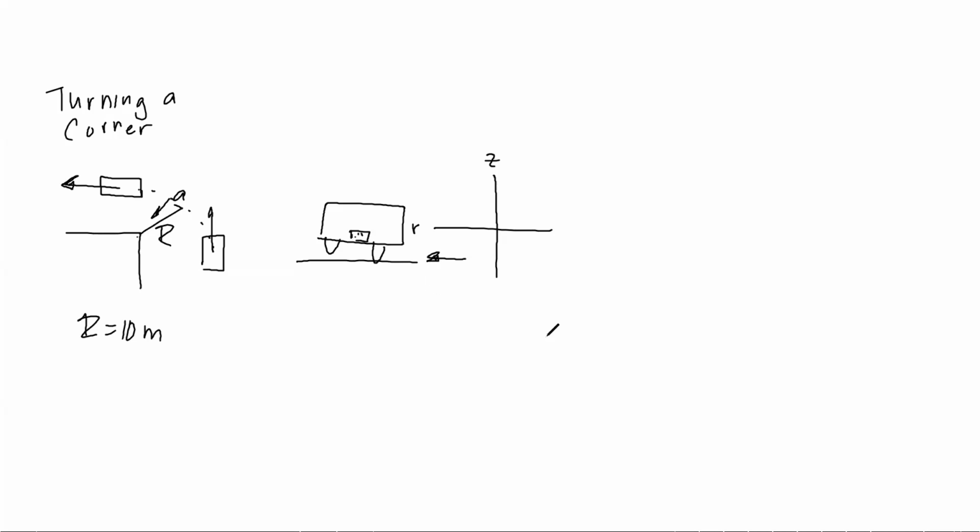I can write better than that. Okay, so F net is in the R direction. What are all the forces now? We have our typical normals and our gravities.